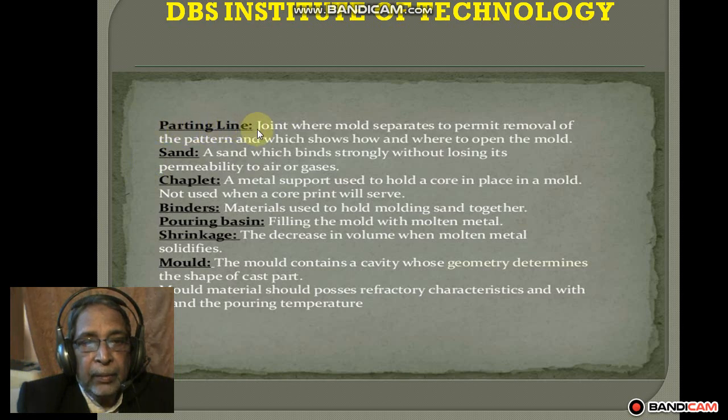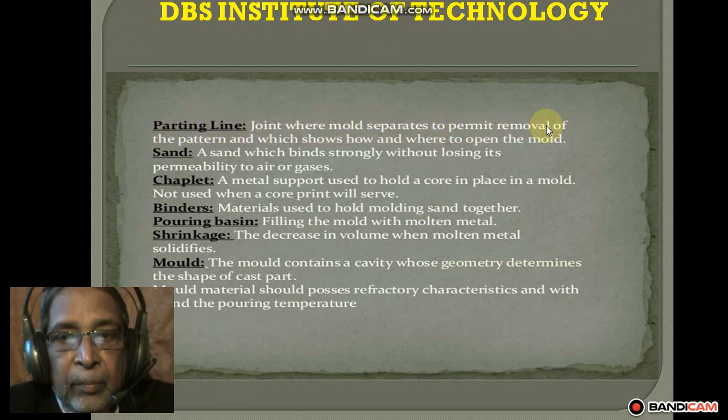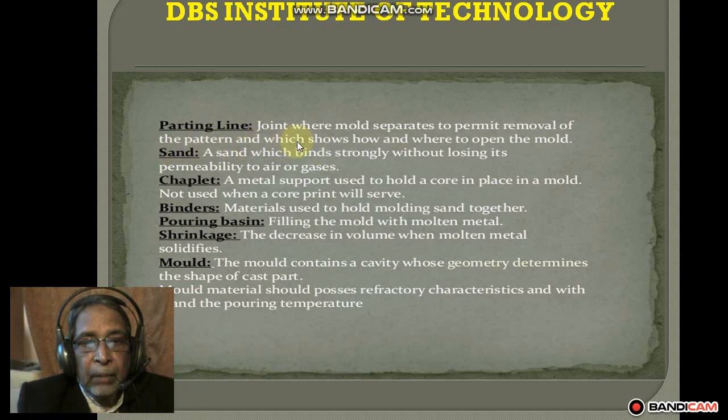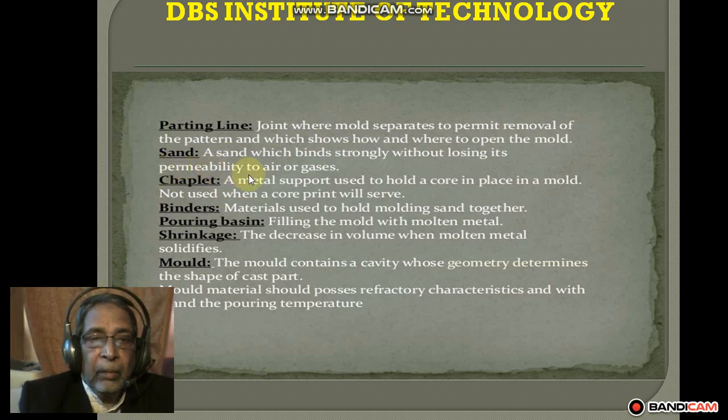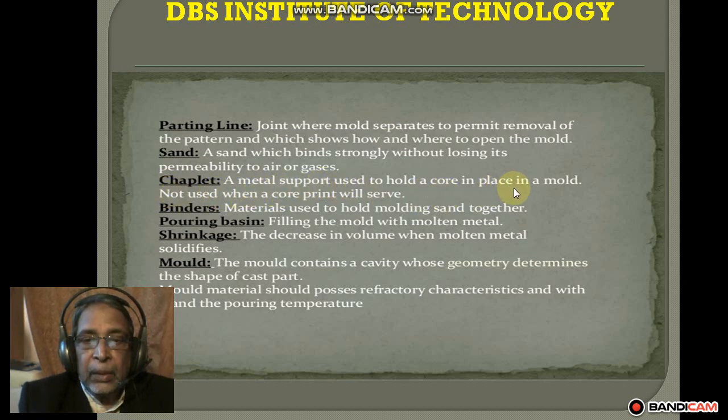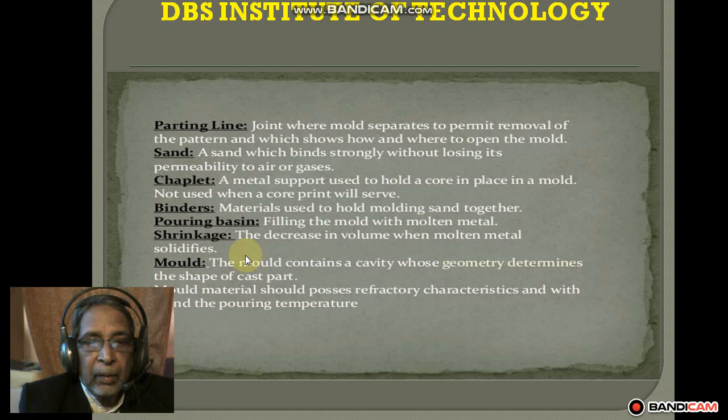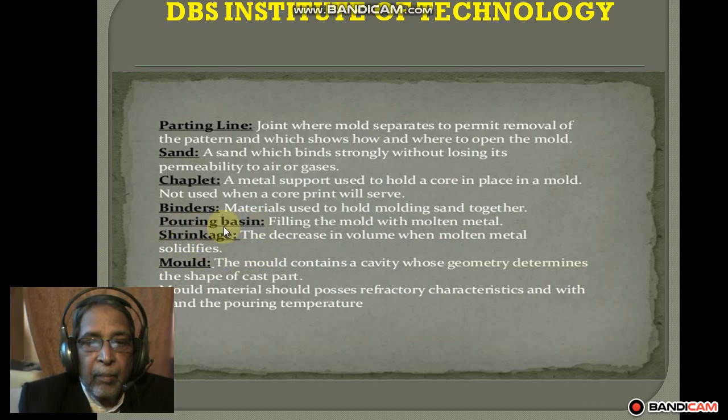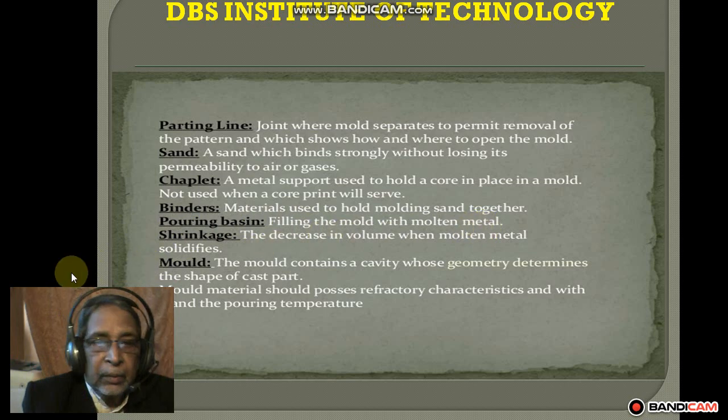Parting line, the joint where the mold separates to permit removal of the pattern, which shows how and where to open the mold. Sand, which binds strongly without losing its permeability to air or gases. Chaplet, a metal support used to hold a core in place in a mold, not used when a core print will serve. Binders, materials used to hold molding sand together. Pouring basin, for filling the mold with molten metal.